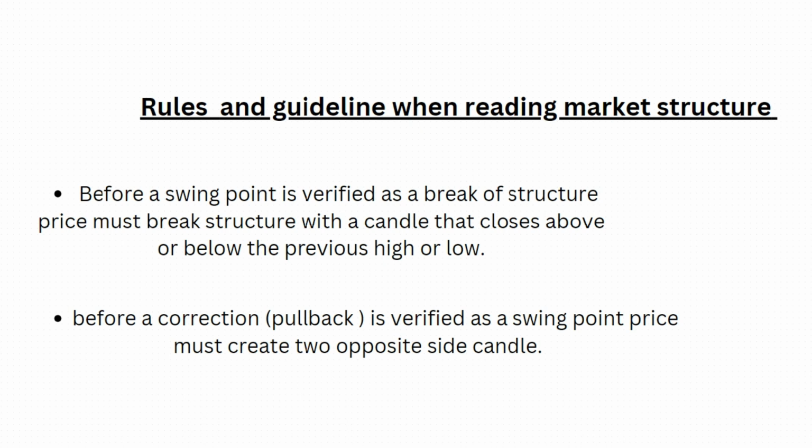So the second guideline is, before a correction or pullback is verified as a swing point, price must create at least a two opposite candle. So before you verify an area as a correctional phase or a pullback phase, or let me just say a swing point phase, you have to be sure that price creates at least two opposite candles.